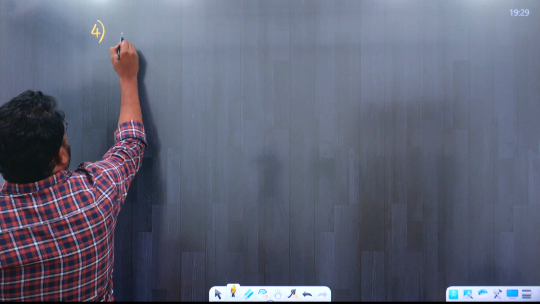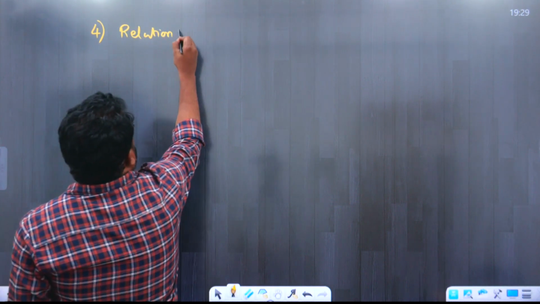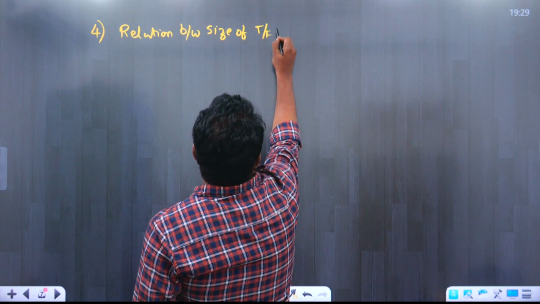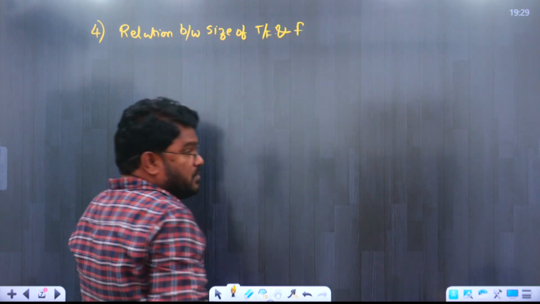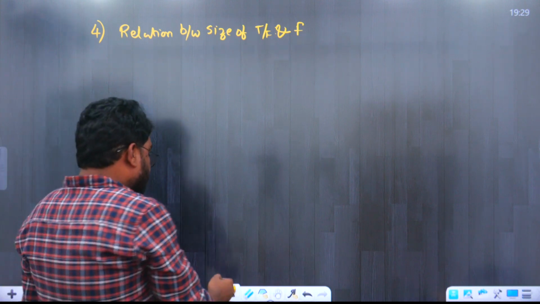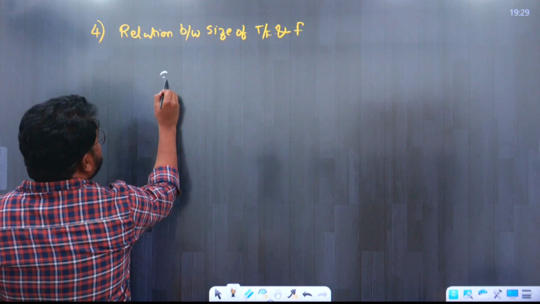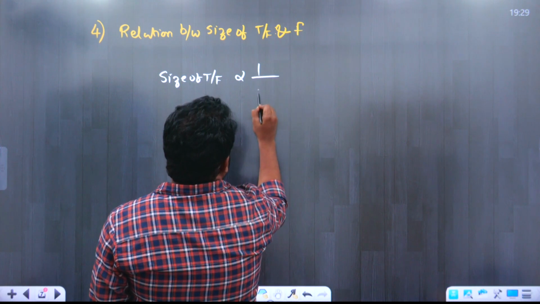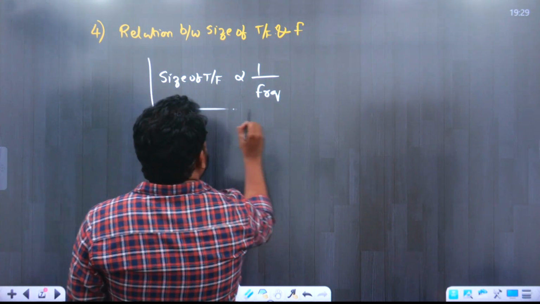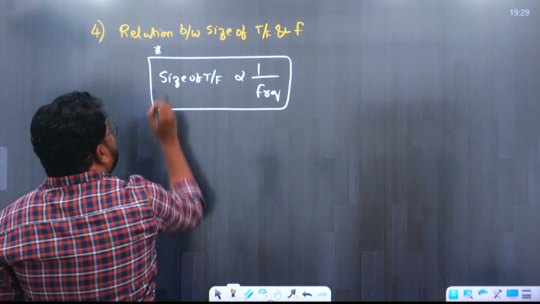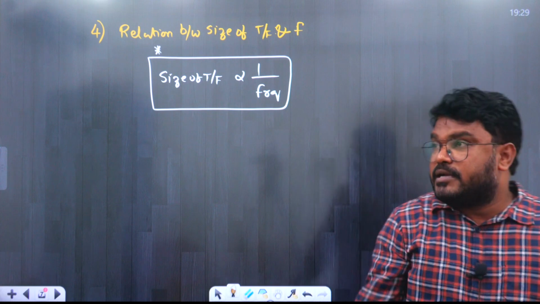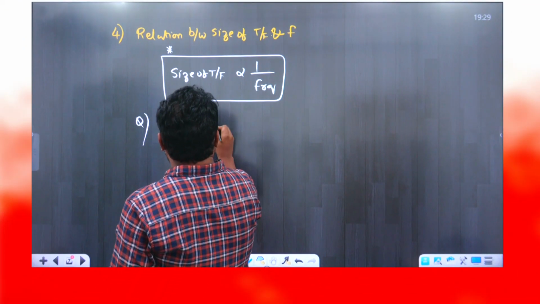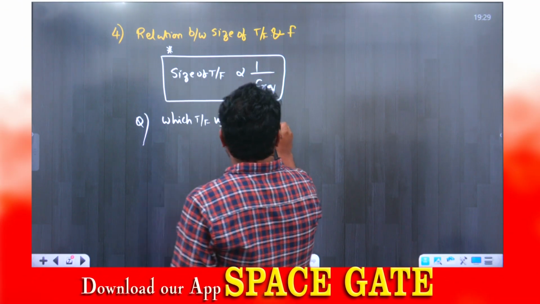The fourth one is the relation between the size of the transformer and the frequency of the transformer. What is the relation between the size of the transformer and the frequency? The size of the transformer is inversely proportional to the frequency of the transformer. So a transformer which has a small frequency is larger in size. And similarly, sometimes we have a question like this: which transformer is small in size?